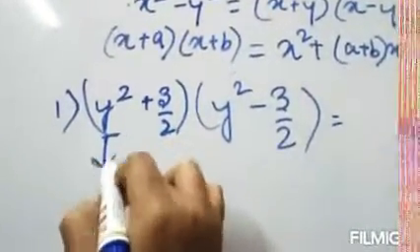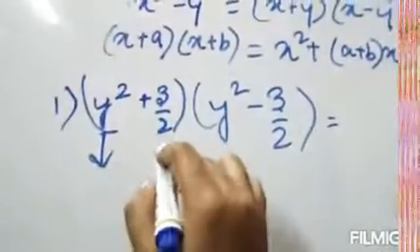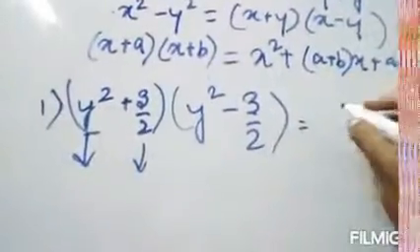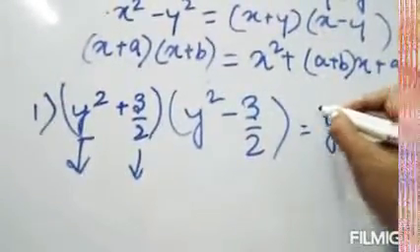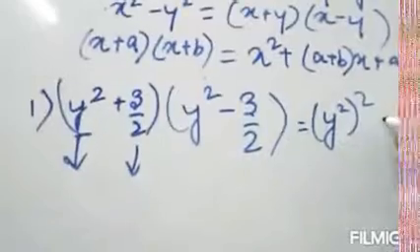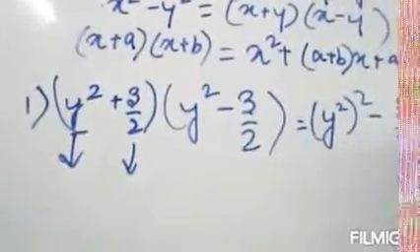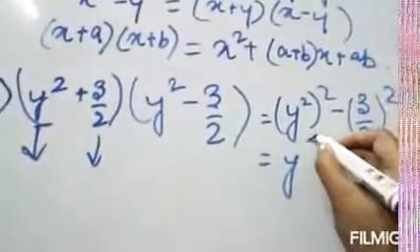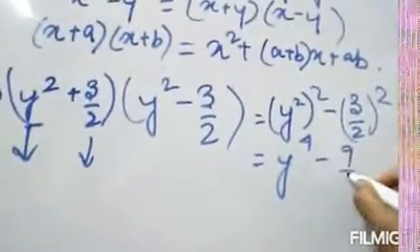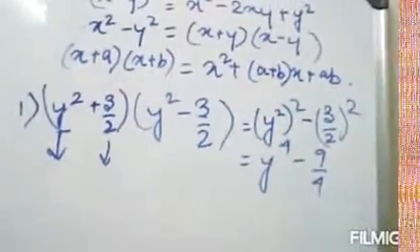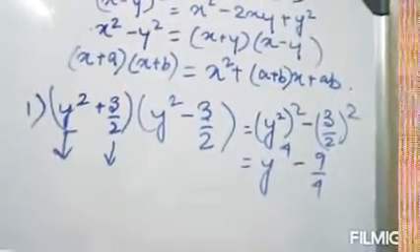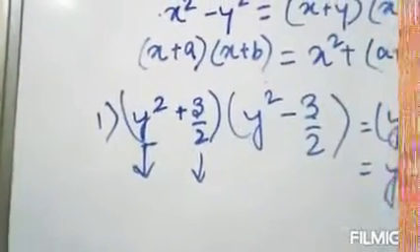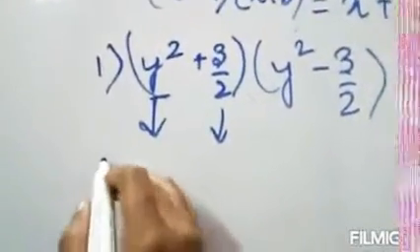You will take this as the first term. This will be your second term. Correct? So you will write y square whole square minus 3 by 2 whole square, which means y to the power 4 minus 9 by 4. This will be your answer. Understood?